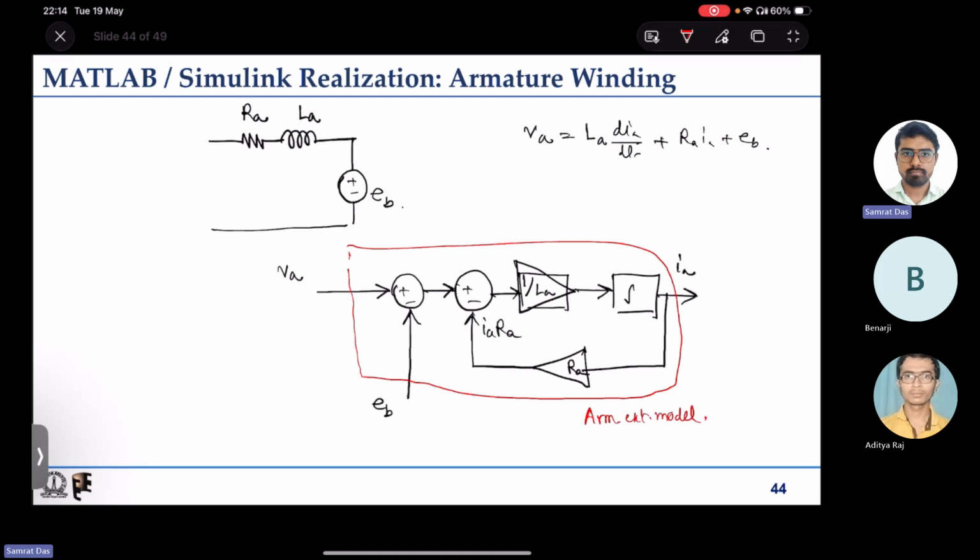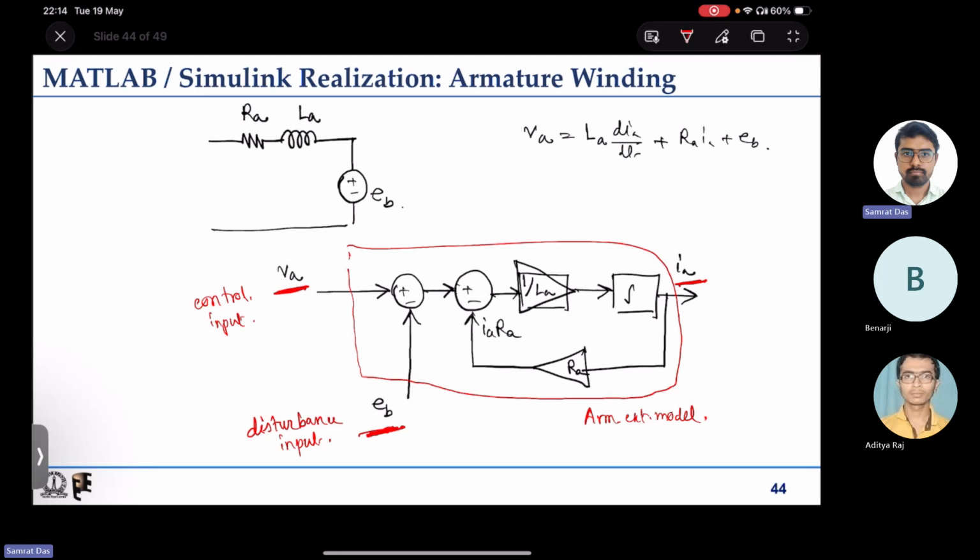This is the armature circuit model, where Va is the input, Ia is the output. We have another input that does not directly impact the dynamics, but it impacts the steady state value. So this is coming as a disturbance to the dynamic system. This is called the disturbance input, and this is called the control input.